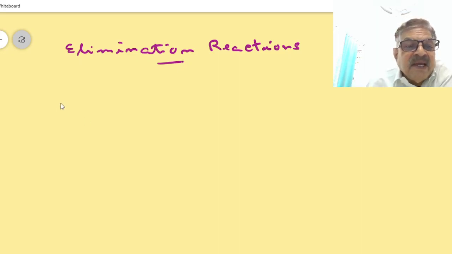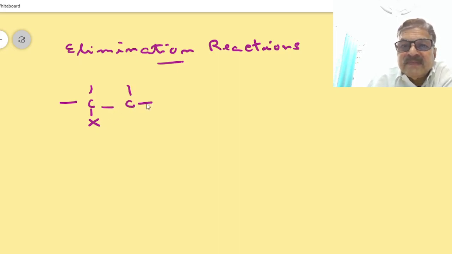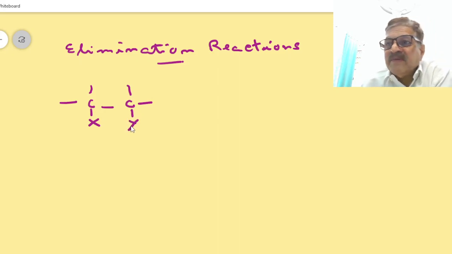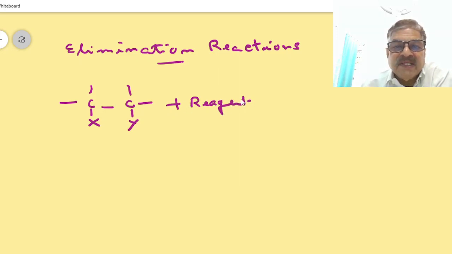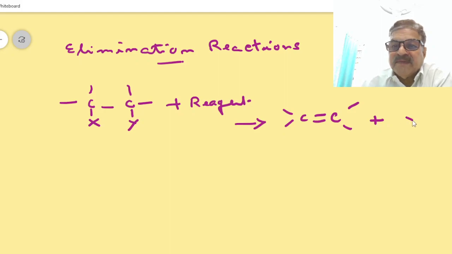That is, if you have a structure like this, say C with X and Y, a system of this kind, we are treating it with a reagent, whatever it is. We get a pi bond because it is getting eliminated. A double bond is formed, plus we get XY. This is the elimination reaction.